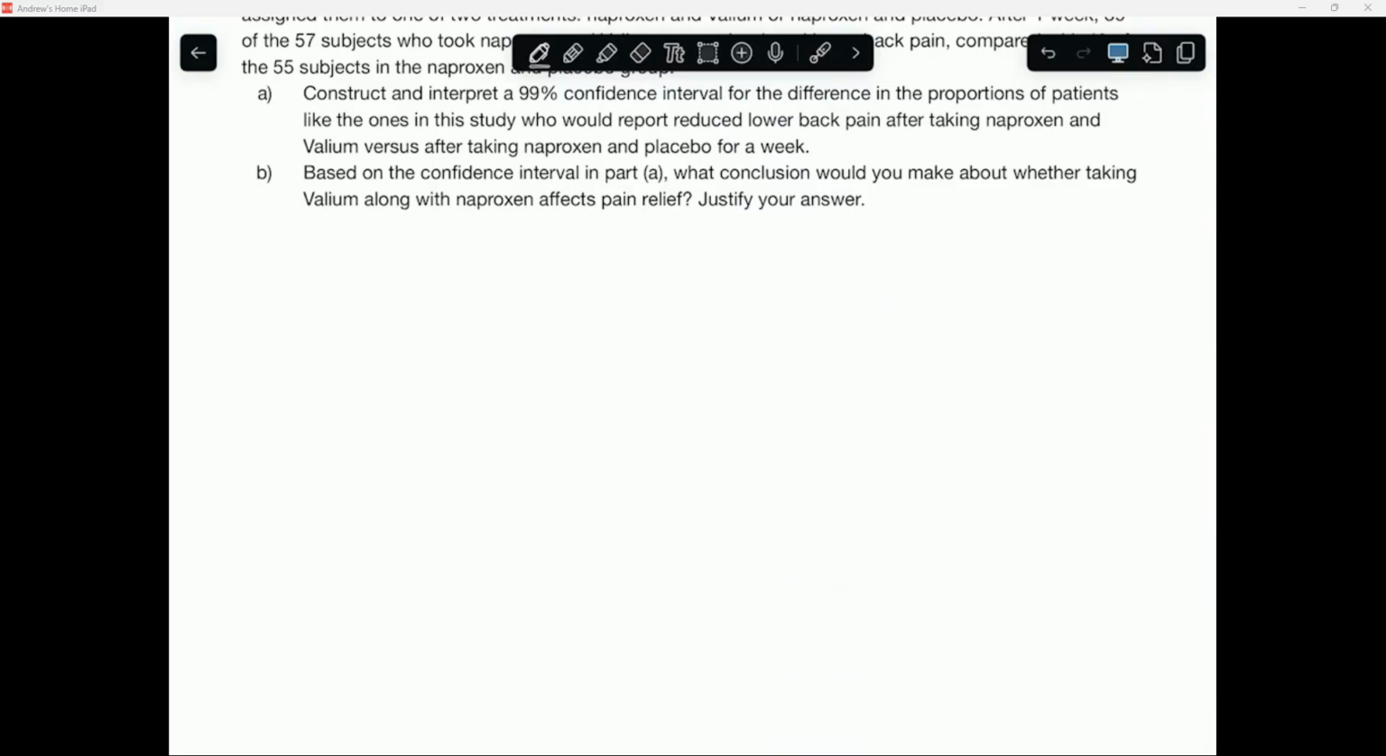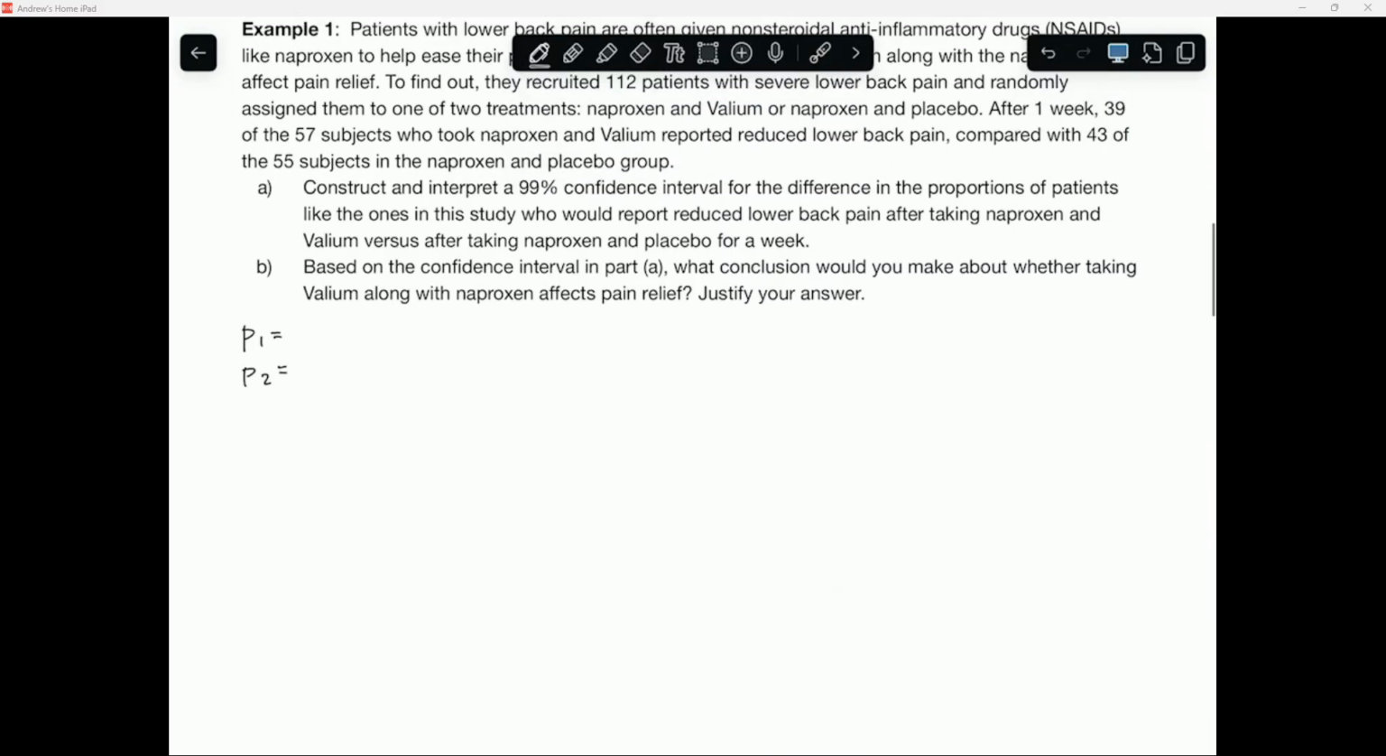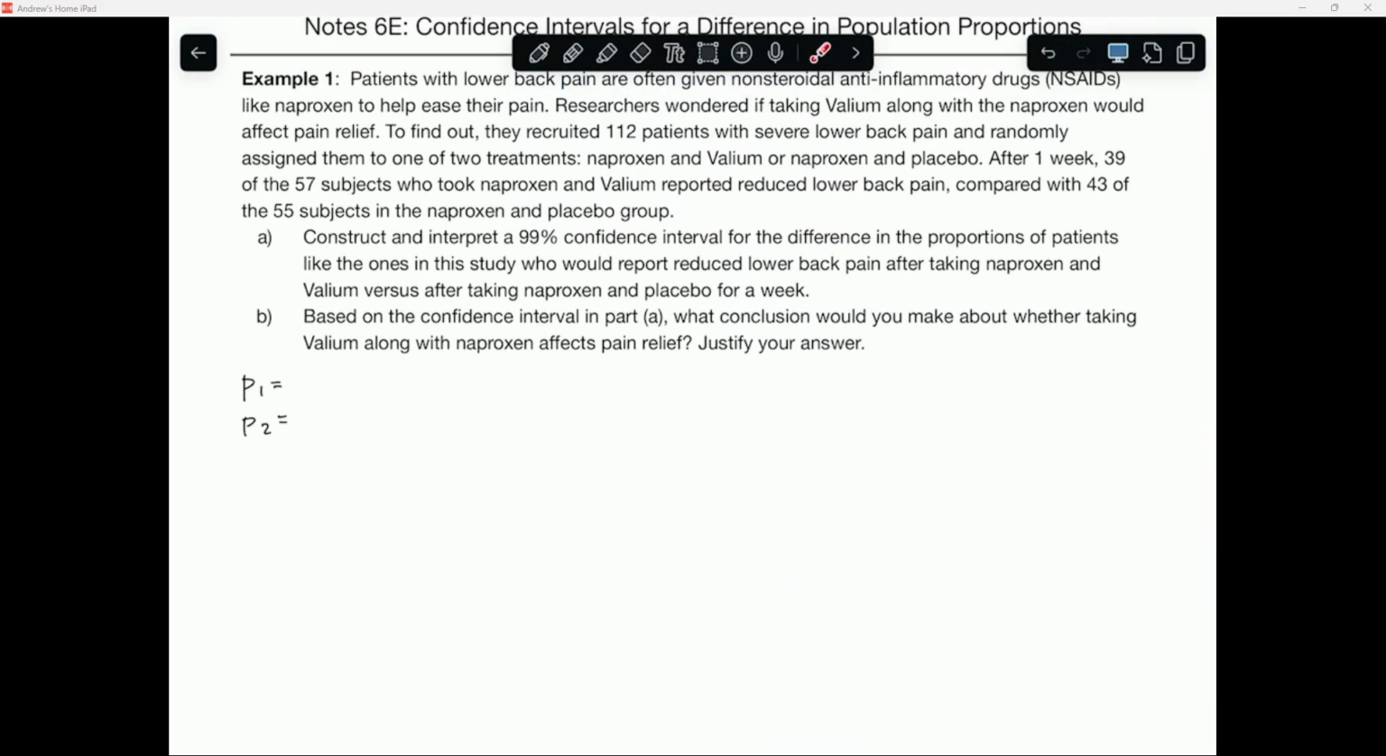So, two things. First, construct and interpret a 99% confidence interval. So we know how to do that. They told us it's for a difference in proportion. So the very first thing I'm going to do in my state step is define those population proportions and then identify the other numbers given in the problem. In the problem, they gave me the naproxen and Valium group first, and then the naproxen and placebo group second. And so that's how I'm going to define my proportions here.